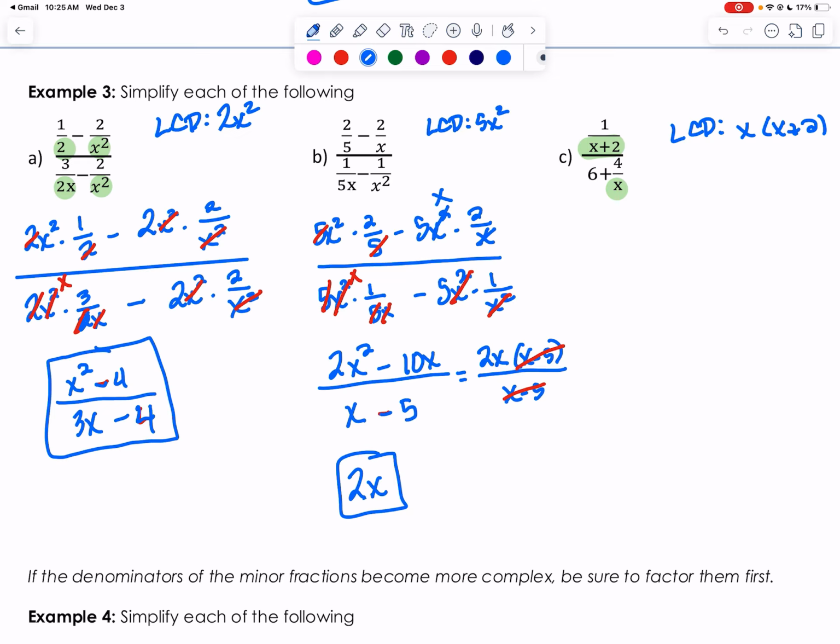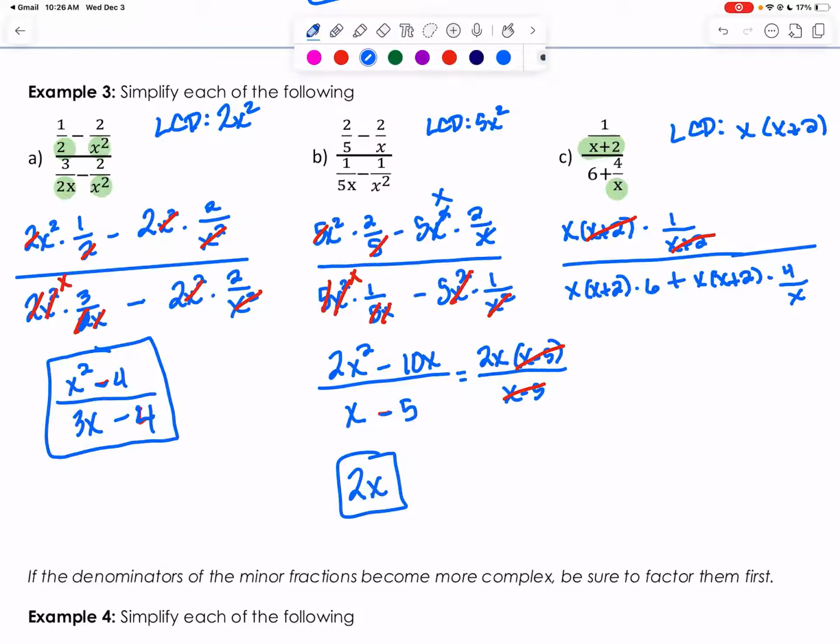I know this is the step students hate, but it's so helpful. So x parenthesis x plus 2 times 1 over x plus 2. That's the top. Now on the bottom, we have x parenthesis x plus 2 times 6 plus x plus 2 times 4 over x. I need to extend my fraction bar a little bit. All right, now let's see what we can cancel. So on the top, the x plus 2's cancel, leaving me x times 1, which is just x.